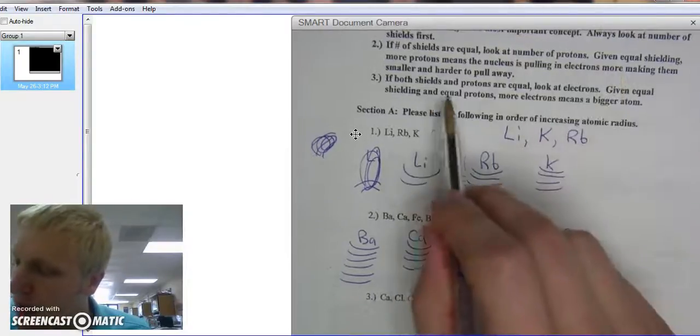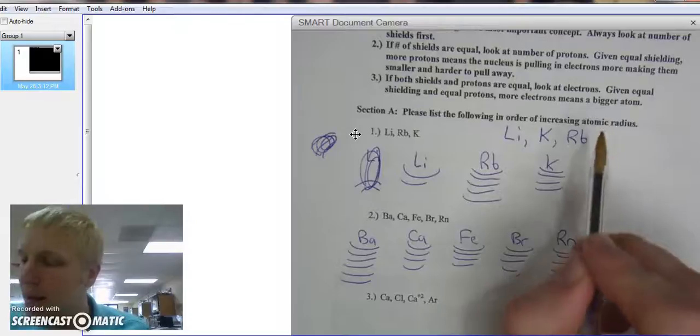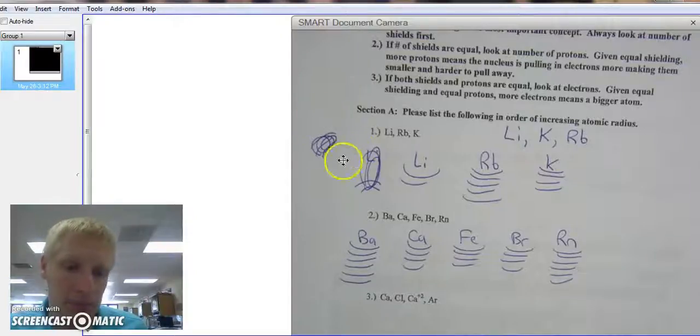Given equal shielding, more protons means the nucleus is pulling in electrons more, making them smaller and harder to pull away. So that stronger nuclear force, the more protons, the stronger the nucleus is going to pull those electrons towards itself, kind of imploding or making smaller the size of the atomic radius of that atom.